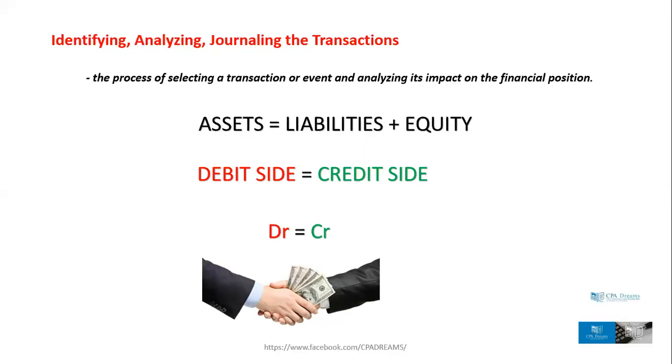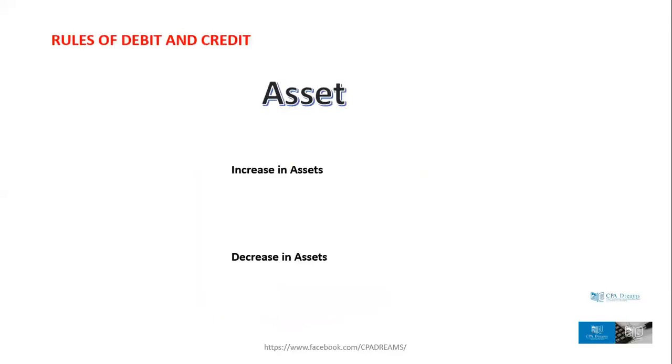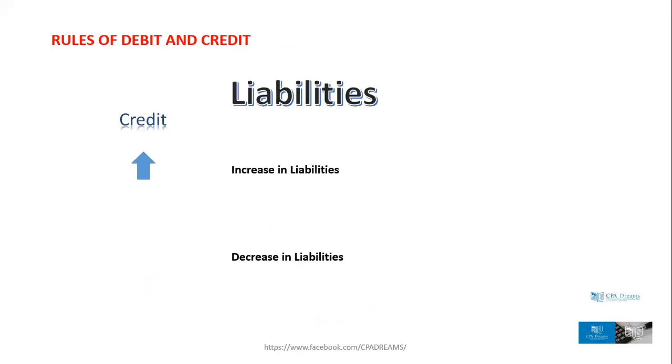Yan po yung kailangan mong tandaan sa accounting. Now, bigyan lang kita ulit ng rules of debit and credit para ma-memorize natin. Again, increase in asset, debit yan. Decrease in asset, credit yan. Then liabilities, credit para mag-increase. Then debit para mag-decrease. Sa owner's equity, ganun din.